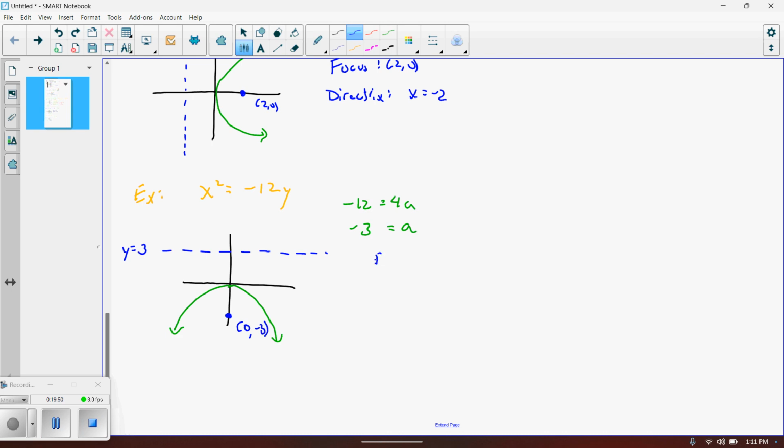So the focus is the point 0, -3, and the directrix is the equation y equals positive 3. And that's the general idea if you're given that kind of an equation.